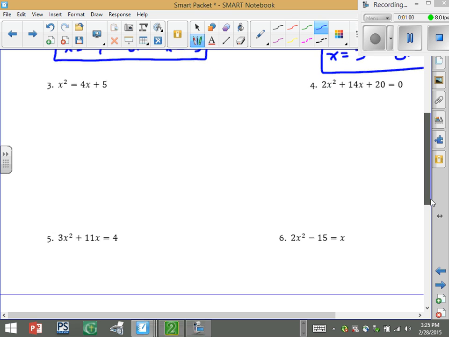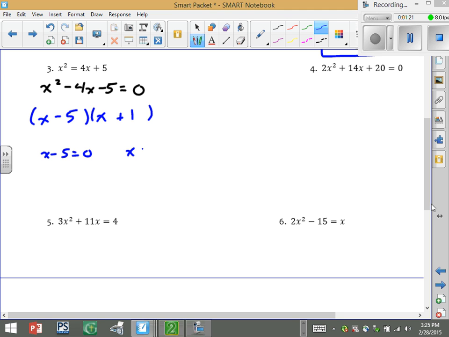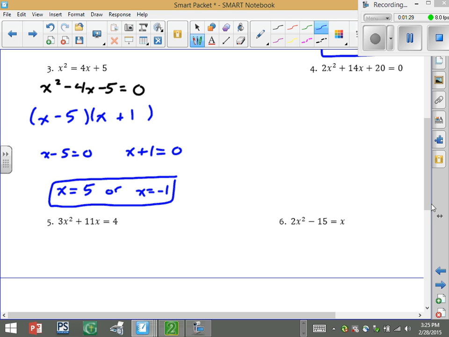Over to number 3. Here's one of these where we need to move everything to one side of the equation. So we'll subtract the 4x, we'll subtract the 5. That'll leave 0 on the right side. So I need factors of negative 5 that add up to be negative 4, and I believe we have negative 5 and plus 1. So it's either x minus 5 equals 0 or x plus 1 equals 0. So here x is either equal to 5 or x equals negative 1. What you should be noticing, actually, is that it ends up being the opposite of what's in the factor above.